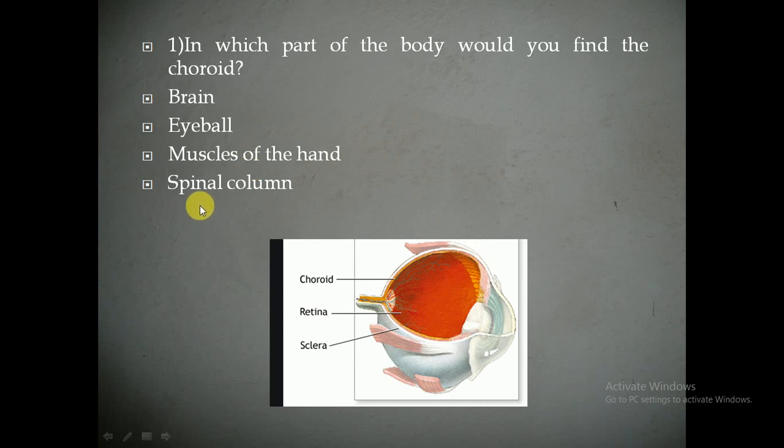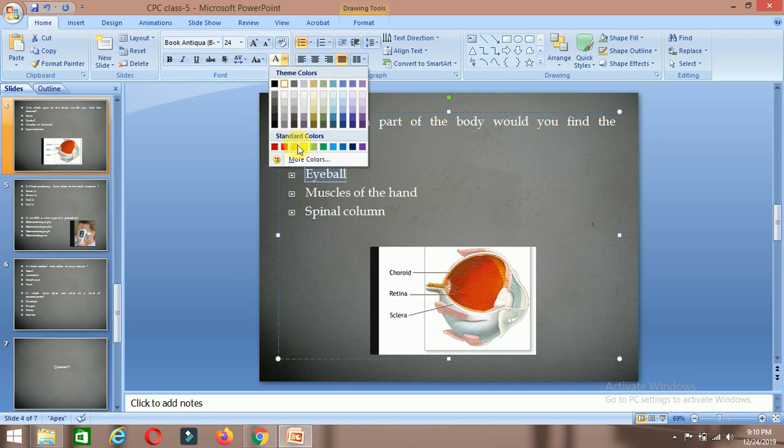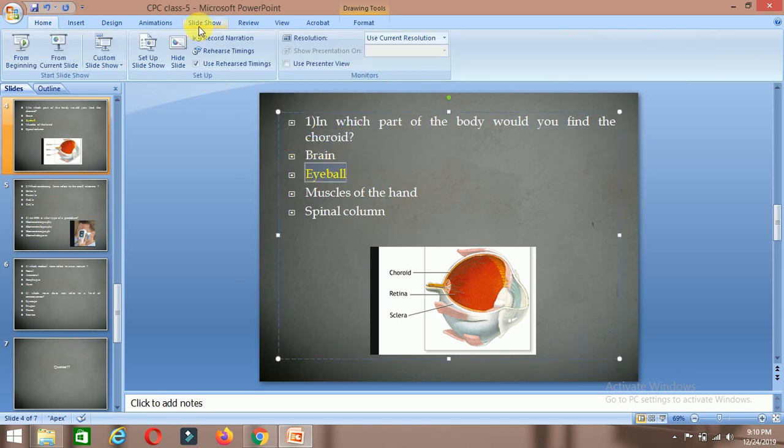In which part of the body would you find the choroid? The options are brain, eyeball, muscles of the hand, spinal column. So the question is, in which part of the human body is the choroid present? Here in the image you can see the choroid layer, which is present in the eyeball region. This is the structure of the eyeball. So the choroid is present in the eyeball layer of the human body. So the answer for the first question is eyeball. I am marking this one. Option B is the correct answer.